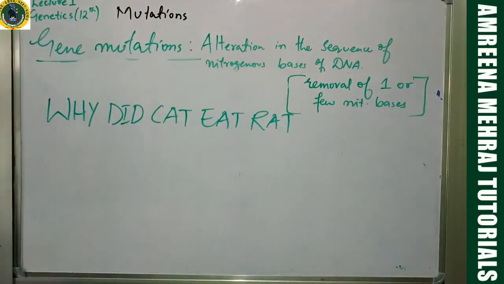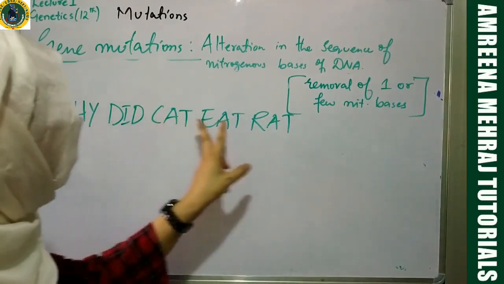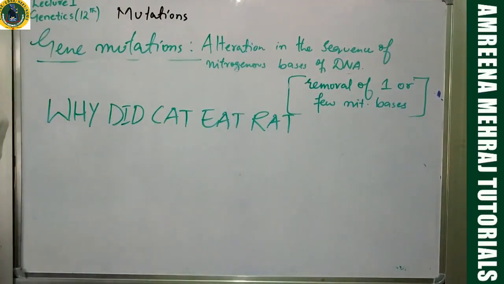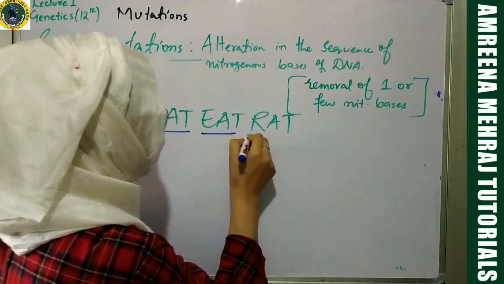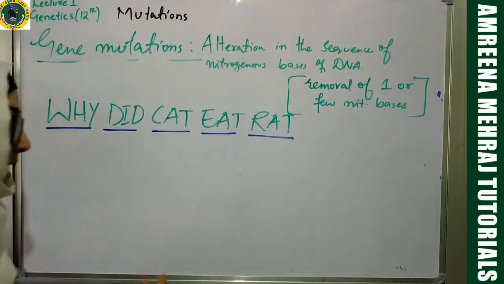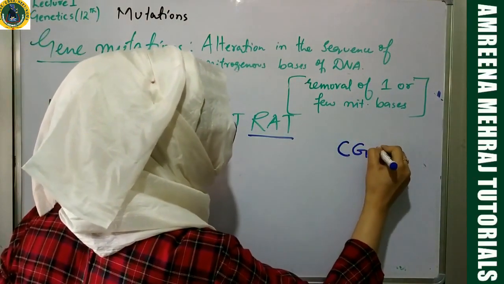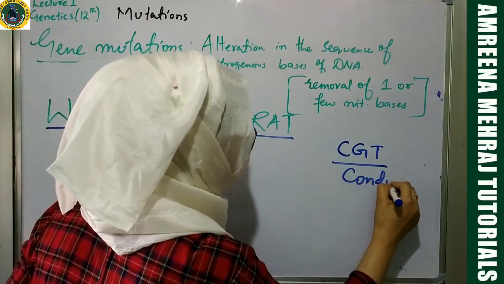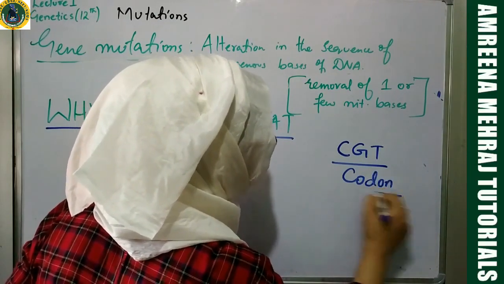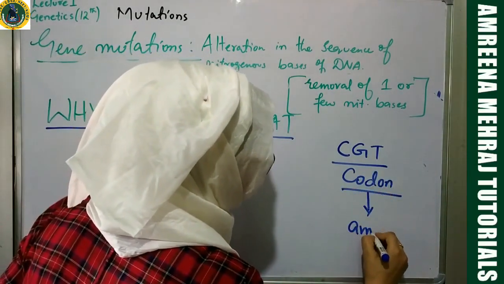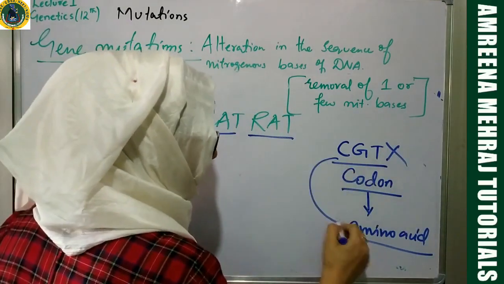Isn't it a statement? And in this statement, when we say why did cat eat rat, every 3 letters make some sense. See? Why did cat eat rat? Same is the condition with your DNA. In DNA, 3 nitrogenous bases at one time, say for example C, cytosine, guanine, thymine, they make up one sense, they make one codon. So 3 bases make one codon, and one codon codes for an amino acid. Now, if something happens to the codon, the correct amino acid will not be coded.